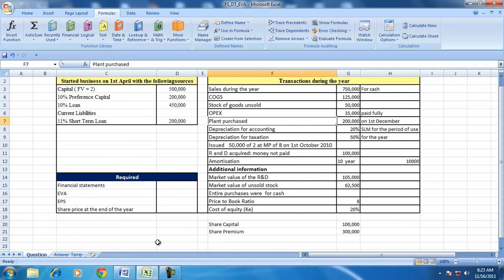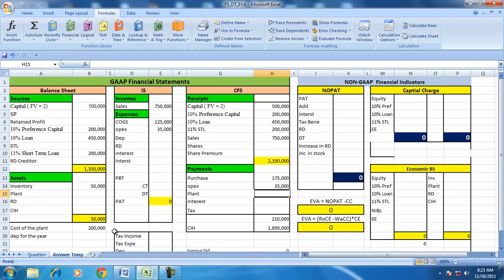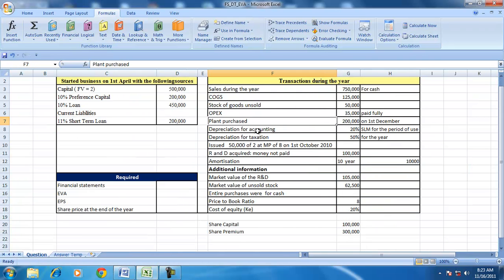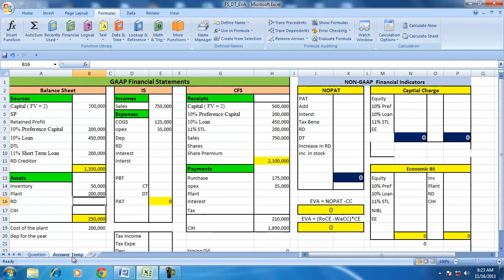Plant purchased for 200,000. The cost of the plant is 200,000, so the plant will appear on the balance sheet, and the plant was purchased on 1st December, and let us assume that we paid money for that, so 200,000 paid.